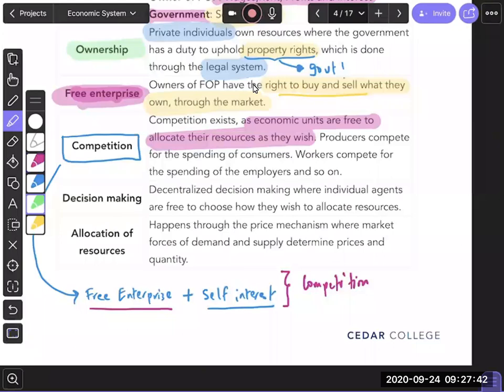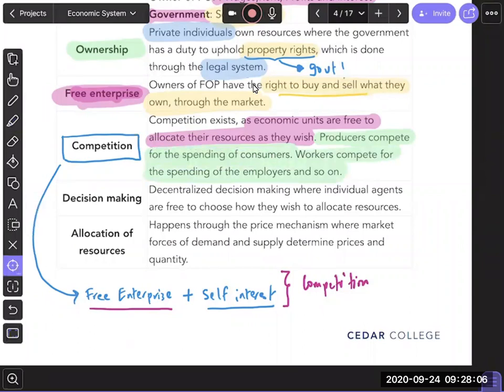Producers compete for the spending of consumers. There are many producers trying to compete for the spending of the consumers, and there are workers trying to compete for the spending of their employers, and so on. So competition is natural here because everyone is trying to maximize their income. Does that make sense, guys? So two things are fundamental here: free enterprise, your freedom to buy and sell, plus the fact that you want to maximize your interest, which leads to what we call competition.